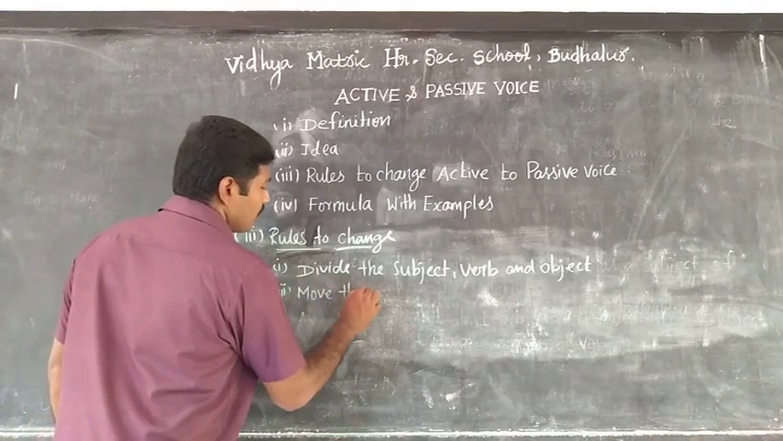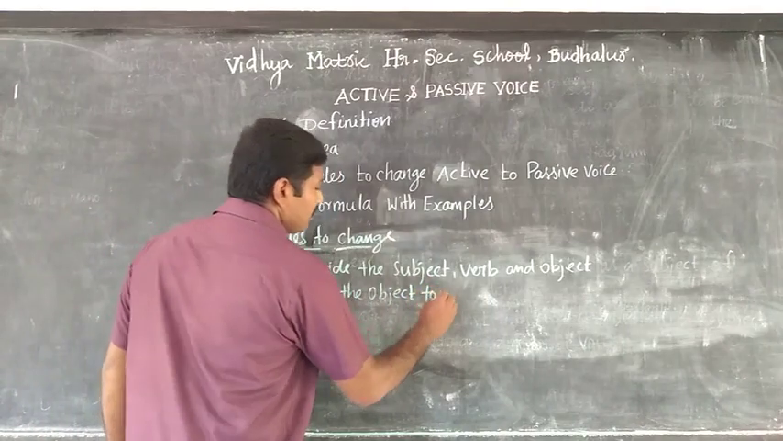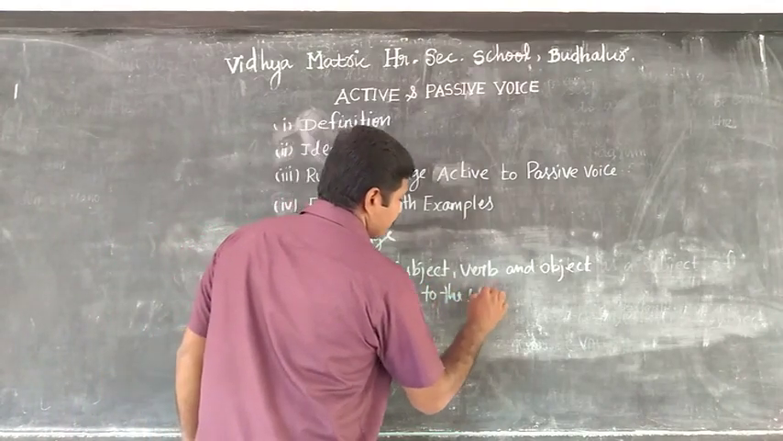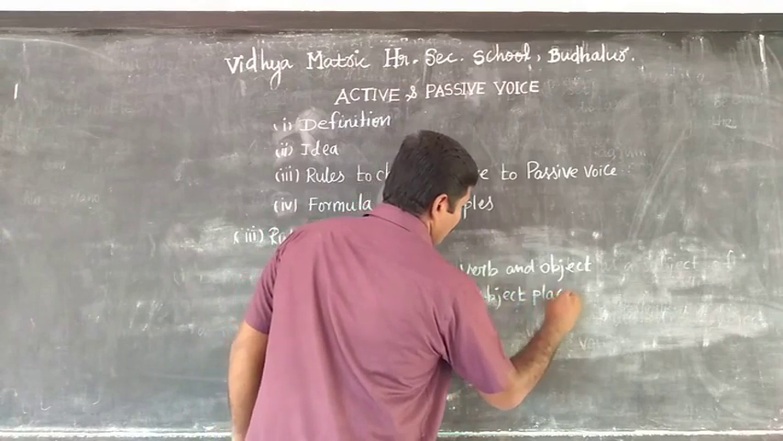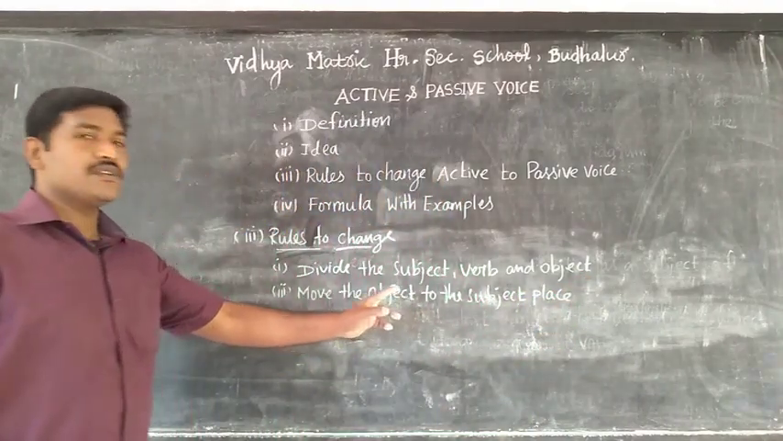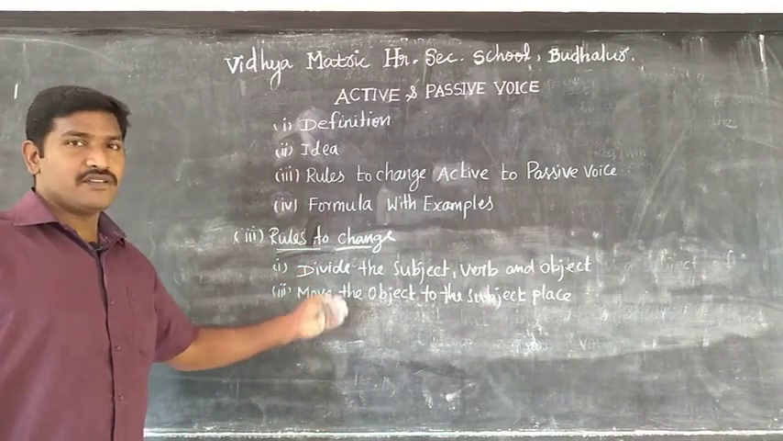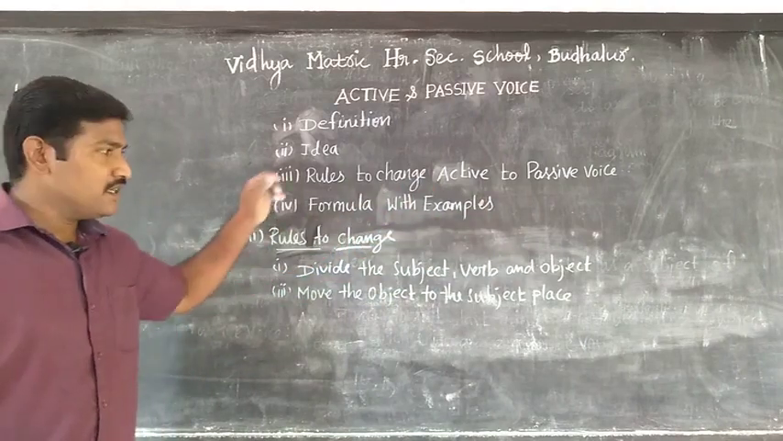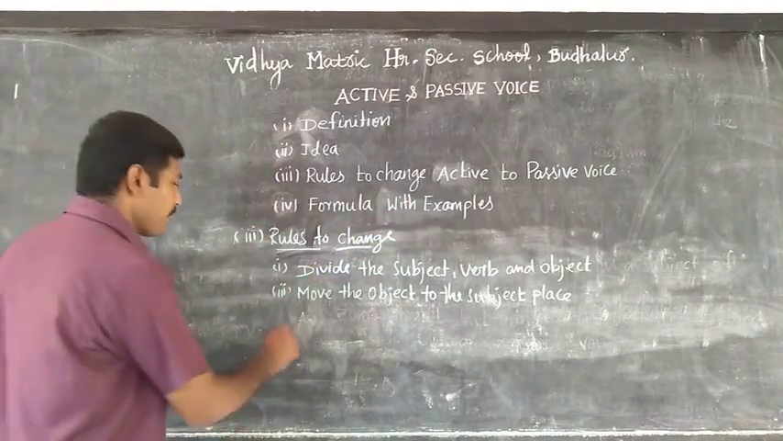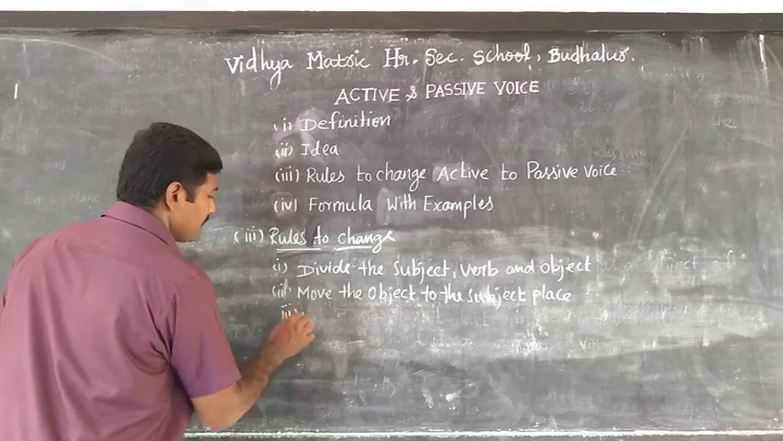The second one, move the object to the subject place. In that sentence, there is a subject, verb and object. The second step is to move the object to the subject place.